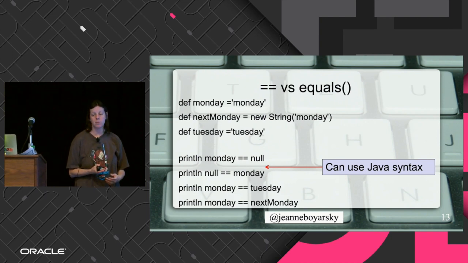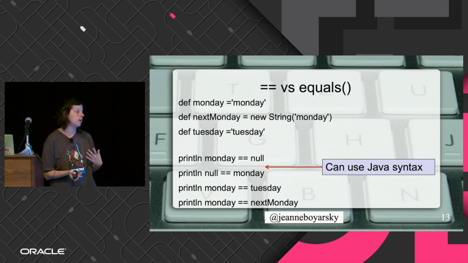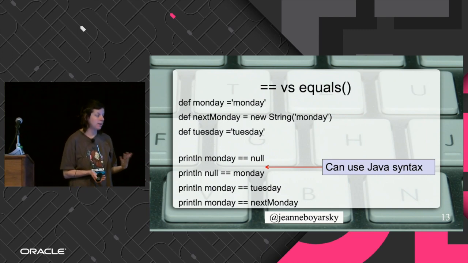Groovy takes care of equal and has it work the way you wish it would work rather than the way it actually works in Java. So that's your second gotcha if you're a Java developer. Equal doesn't do the same thing. It does something better.